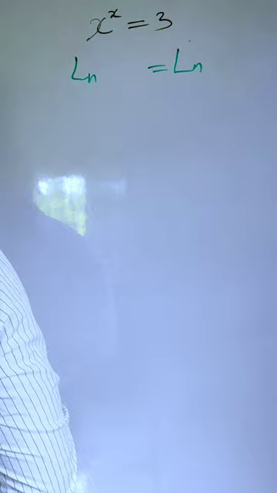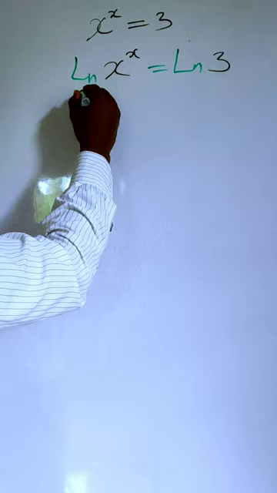What if this is the type of problem that you have to deal with? x to the x equals 3. Simply introduce natural log to both sides, so you have ln of x raised to power x equals ln of 3. So the property of logarithms allows you to bring the power down in front.